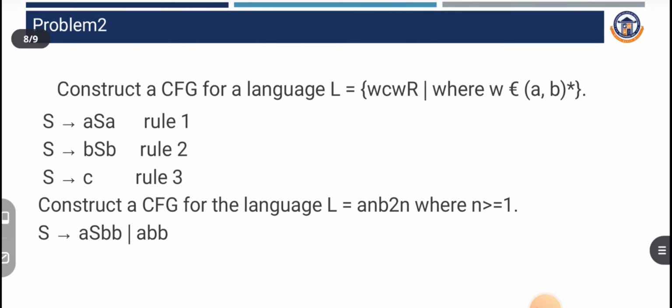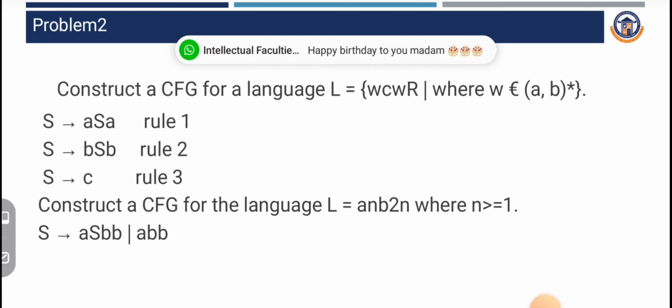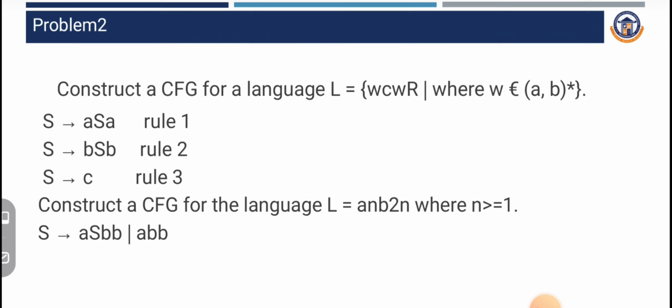The next problem is to construct a context free grammar for the language L equal to W C W power R, where W is any word, C is a constant, and W power R is the reverse. So W is reversed after the constant value. W belongs to the input symbols {A, B} star. Here the starting symbol of the grammar is S. S tends to A S A, because the first letter before the constant will be repeated after it. Here we are using 2 different input symbols, A and B. So S tends to A S A or S tends to B S B. Otherwise, the constant value we represent as C, so S tends to C in the middle. That is why we mention that.